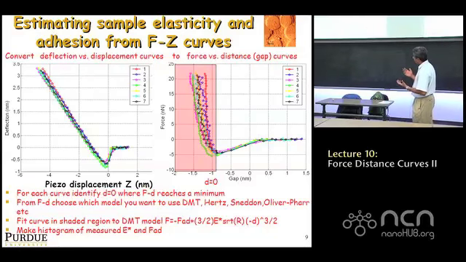Now, you can choose, there are many other models, right? You can go to Sneddon models, Oliver-Pharr analysis. There are many different models. Here, just by looking at this, I would say the DMT is a good model and you go with it, okay? But when you start doing very large indentations, like the indentation here, check it out, it's just half a nanometer, right? Which is very small, it's 5 angstroms, the indentation.